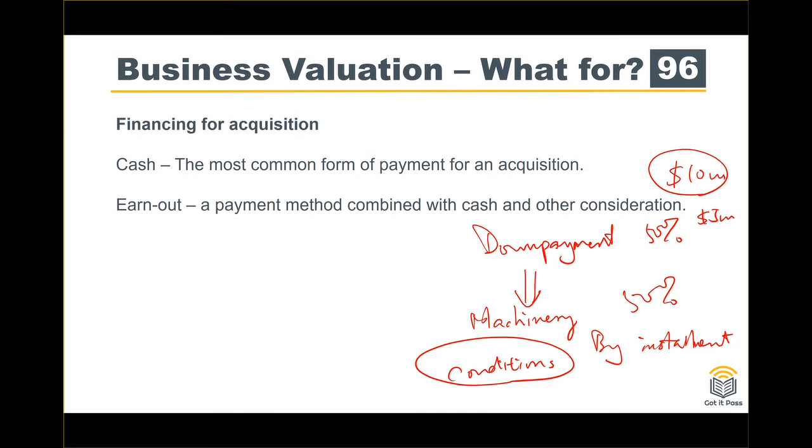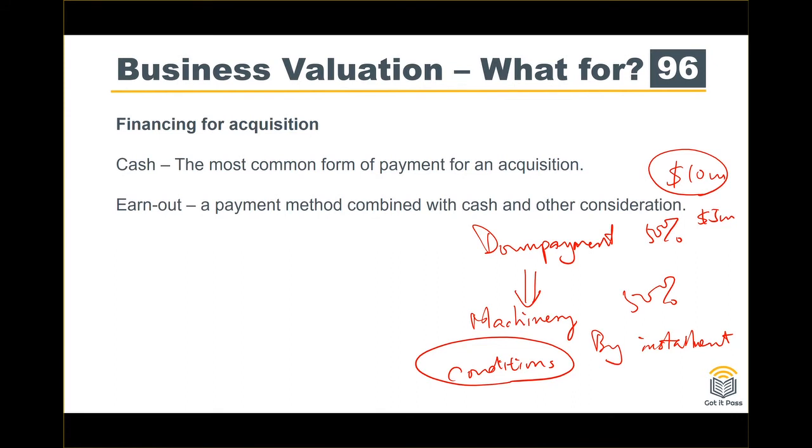Another consideration, maybe for example, I pay it later, or in other forms like shares or other assets. But the most common type of earnout is you pay say 50% or 80% initially, and then you pay the remaining balance at a later period of time. It's about the earnout.